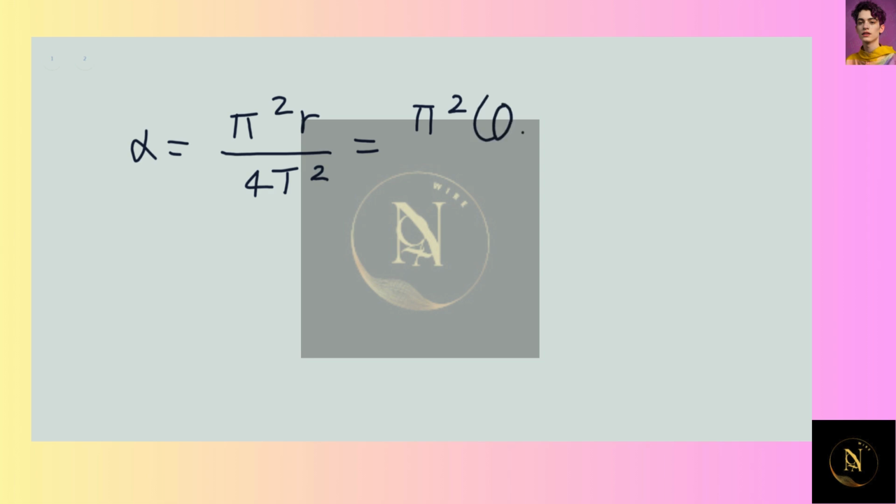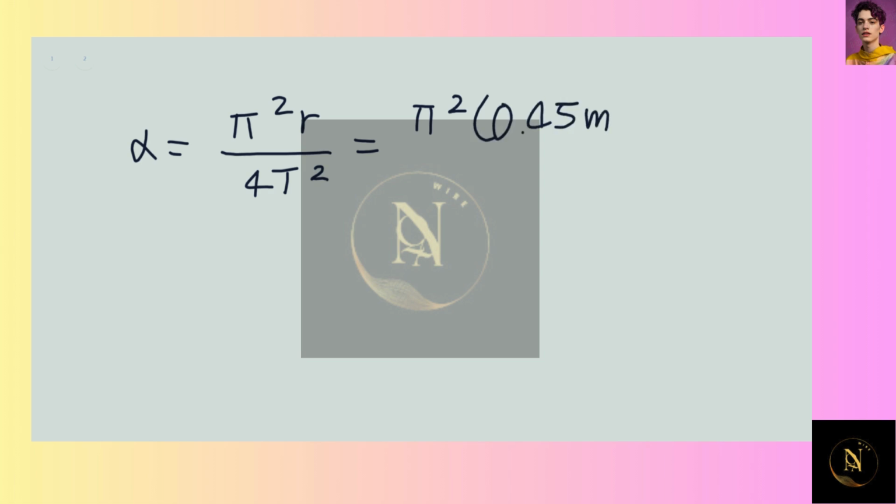Now, angular acceleration is equal to v squared over r. And so now we can go ahead and plug in our equation that we got from T for v, which is going to give us that alpha is equal to pi squared r over 4T squared after we simplify.